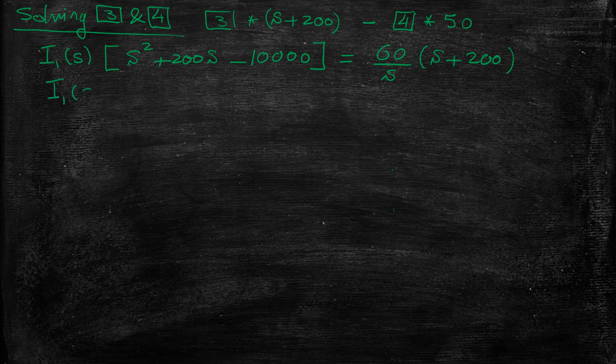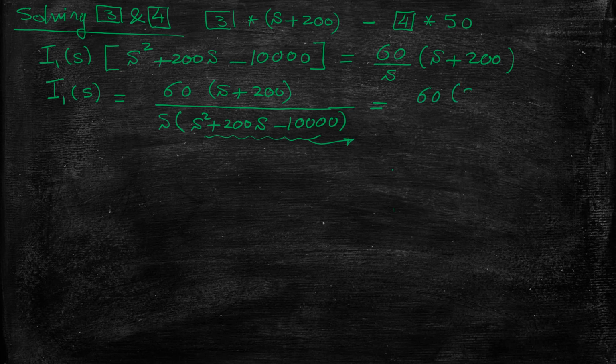For more simplification, I1 will be equal to 60 multiplied by s plus 200, divided by s times this quadratic expression, s squared plus 200s minus 10,000. This quadratic expression can be factorized, so it could be written as s plus 100.